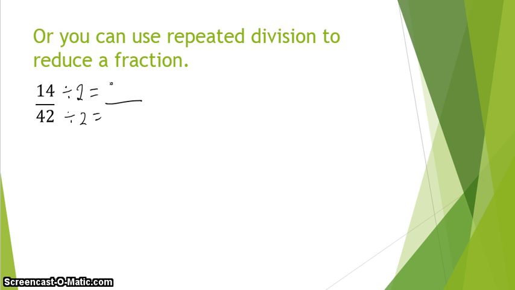And what I end with is 14 divided by 2 is 7, and 42 divided by 2 is 21. Again, you can do it long ways if you're more comfortable that way. And then I'm going to see, is there another number that I can divide both 7 and 21 by? Well, I know that 21 divided by 7 is 3. So I can divide both of them by 7. And 7 divided by 7 is 1, and 21 divided by 7 is 3.